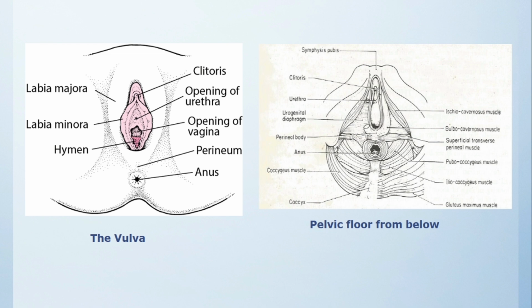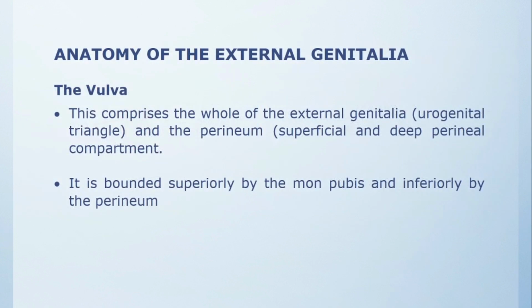And the external genitalia also includes the perineum here. Look at the perineum, this section. So the external genitalia comprises all the structures here down to this place, just superior to the anus. This is the anus, so this area is the perineum. The external genitalia is the perineum plus this anterior urogenital triangle. So the vulva comprises the whole of the external genitalia, the urogenital triangle and the perineum.